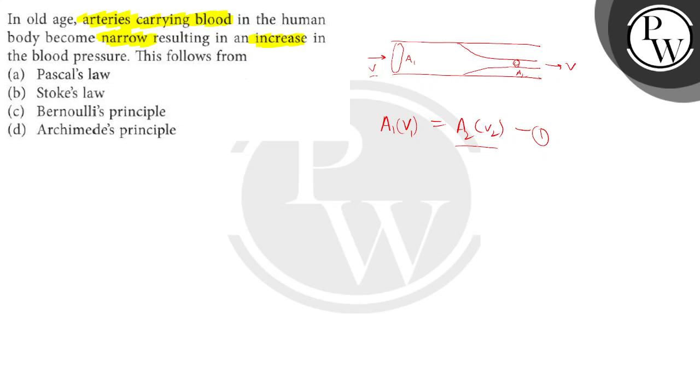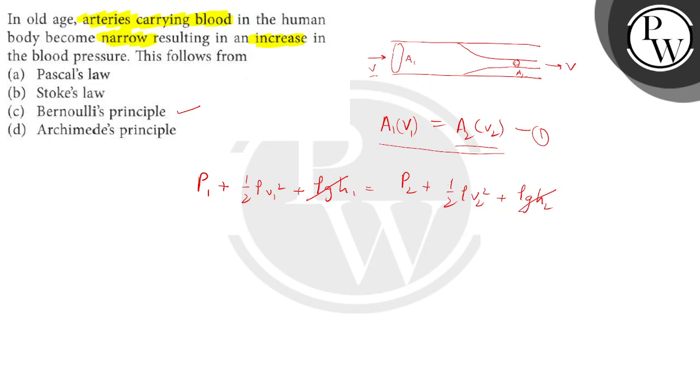Now the Bernoulli principle here states that the pressure plus half rho V1 square, the velocity of the liquid, plus rho g h1 should be equal to the pressure at the second point, plus half rho V2 square at the second point, plus rho g h2. Now in this case, since the same artery is becoming narrow, we can say the height is constant. So rho g h1 and rho g h2 will be the same.